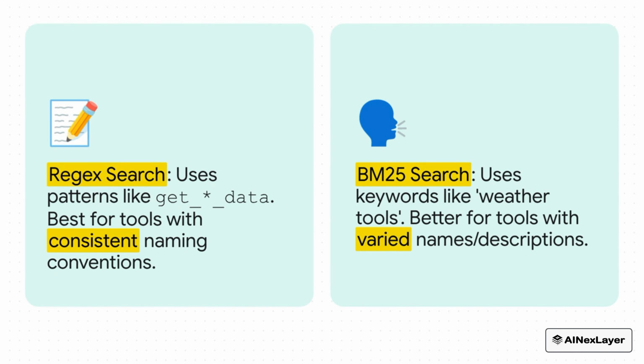Think of regex search like a librarian who knows the Dewey Decimal System by heart. It's perfect when your tools have really consistent, predictable names. BM25 search, on the other hand, is more like asking that librarian for books about space travel. It's a keyword-based search that's great when your tools have more descriptive, varied names.